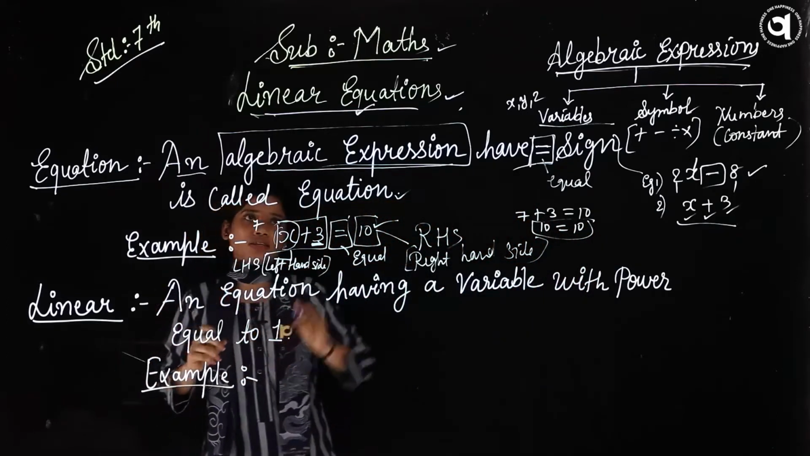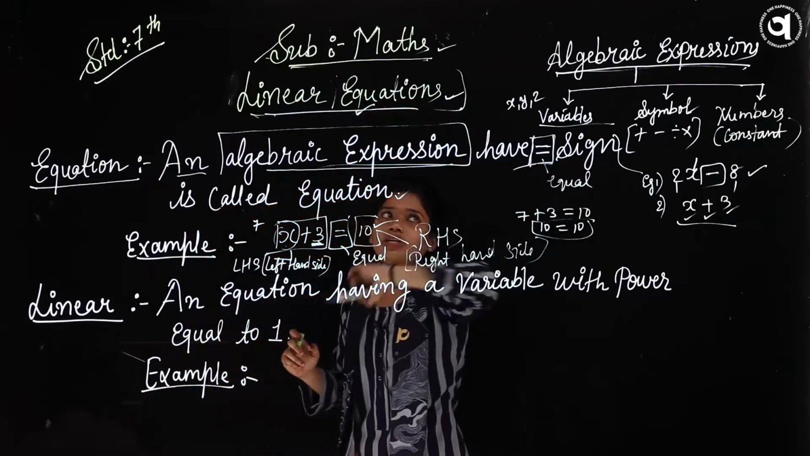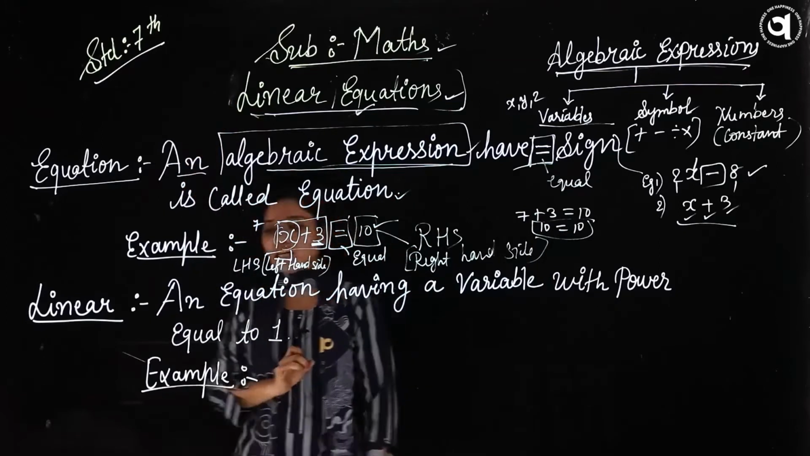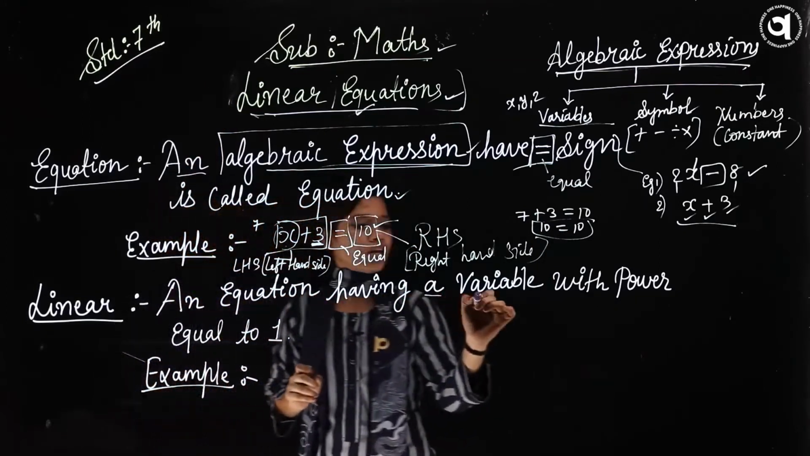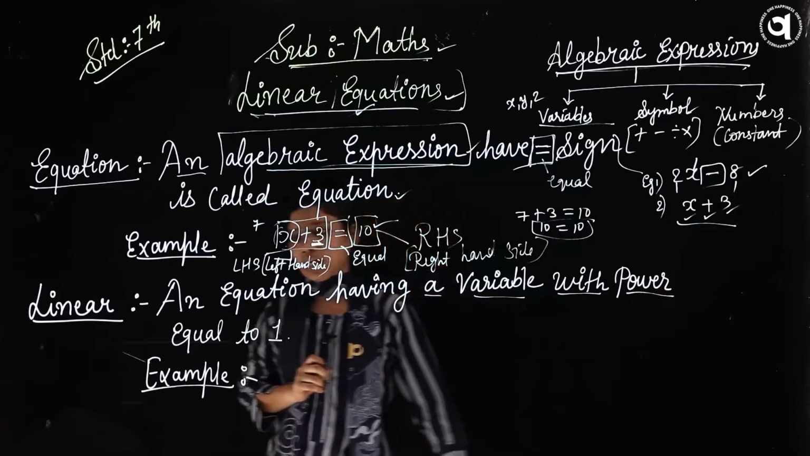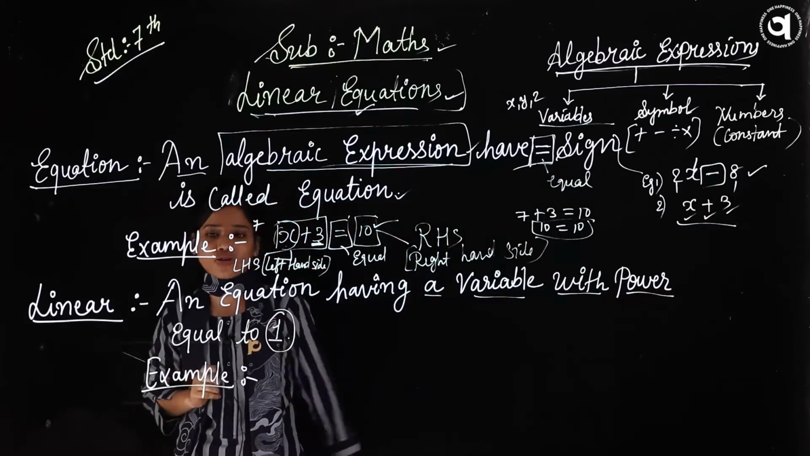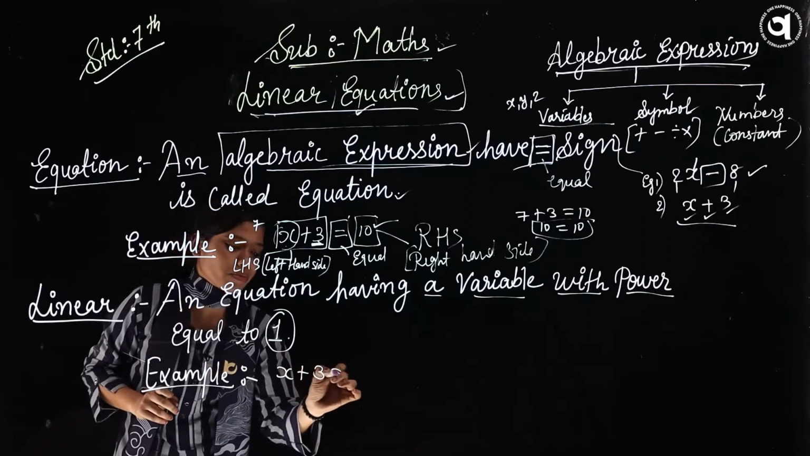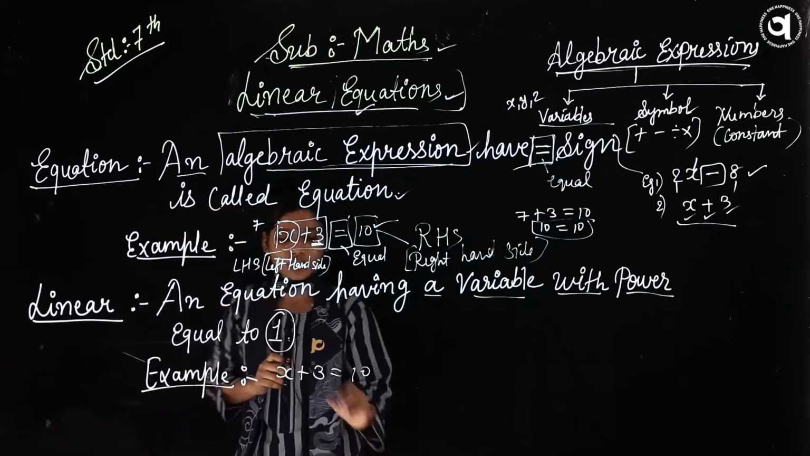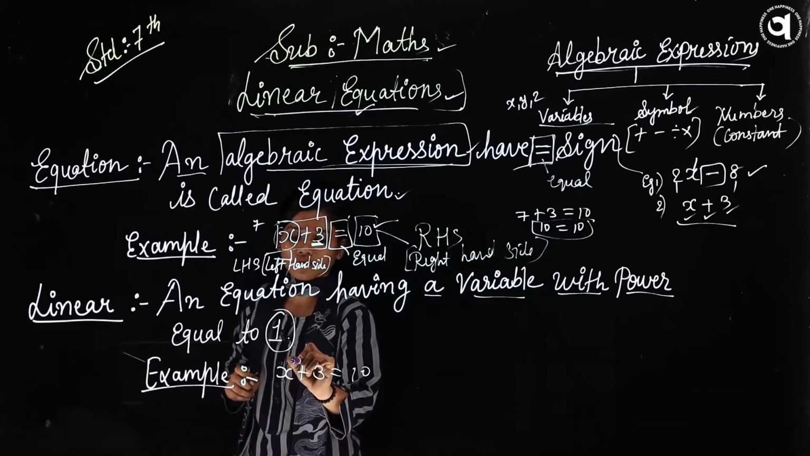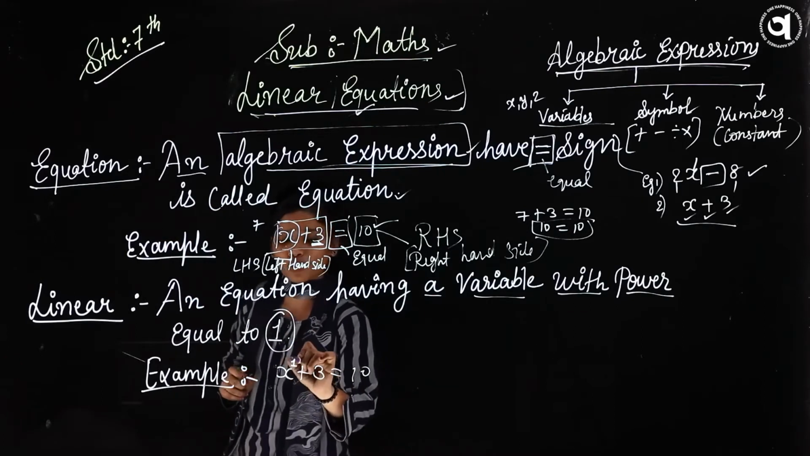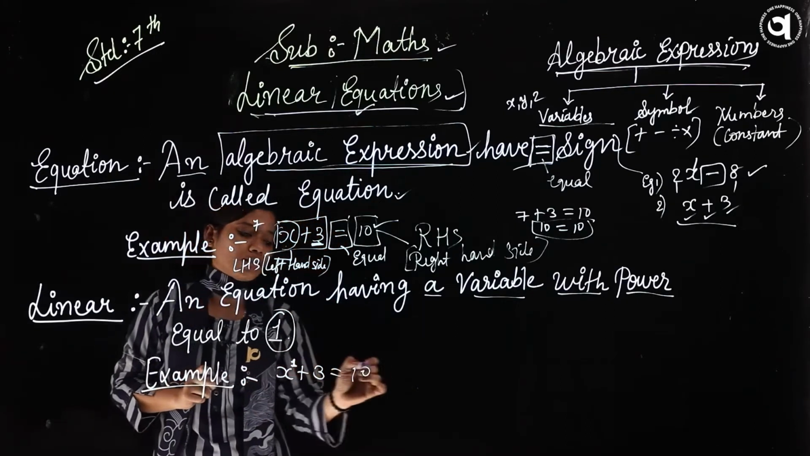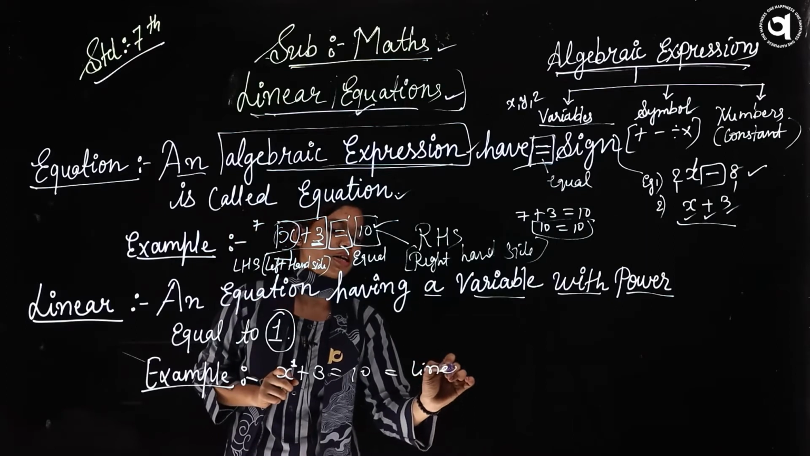Now next, here we have learned the definition of equation and the algebra part. Now the main part is here, linear. What is linear? An equation having a variable with power equal to 1 is called linear. That means if I am taking the same example, x plus 3 is equal to 10, what is the power of the variable here? That is 1. Either you write x to the power 1 or write x, both the meaning is the same. The power of the variable here is 1, so that is called a linear equation.